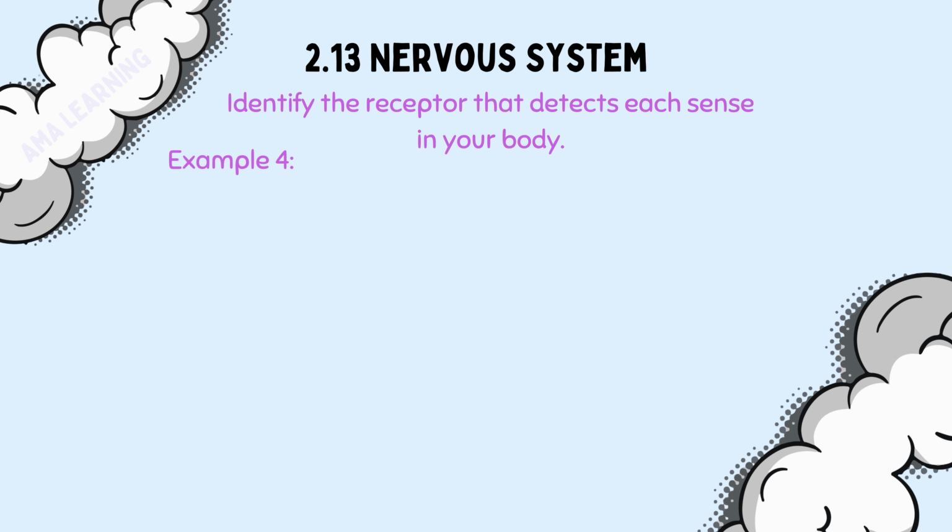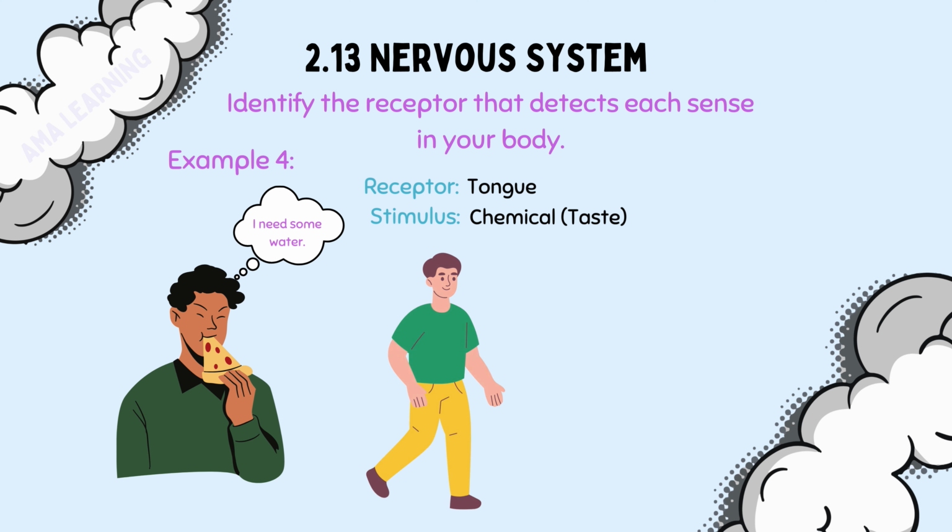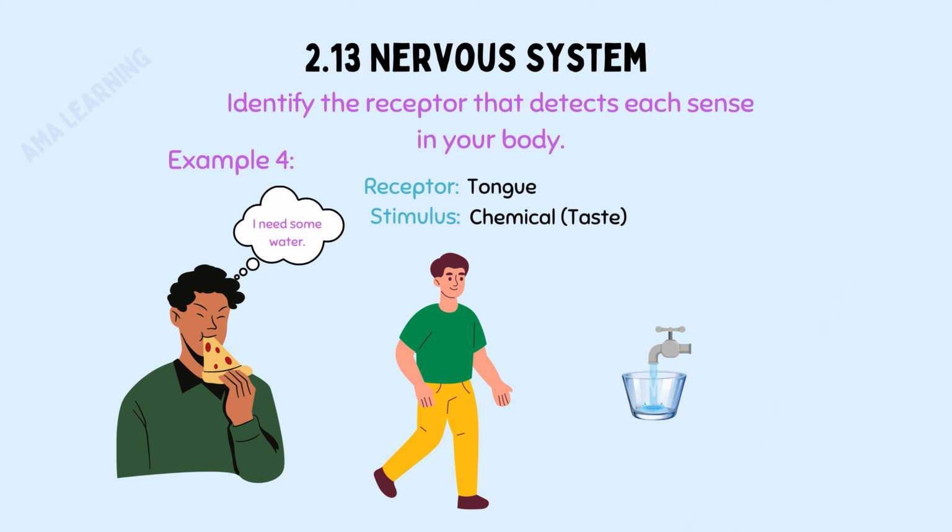In example 4, the tongue has detected some delicious food or chemicals and sent a message to the brain. What happens next? The brain makes a decision. I need some water. The brain, which is part of the CNS, sends electric impulses to the muscles, which are the effectors, in the legs through the motor neurons. This brings about a response. The muscles in the legs contract and the person walks towards the tap.